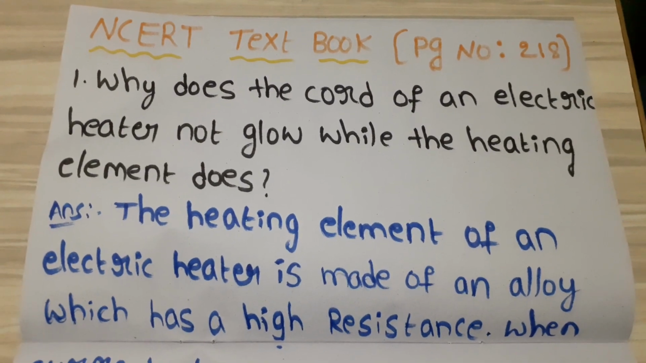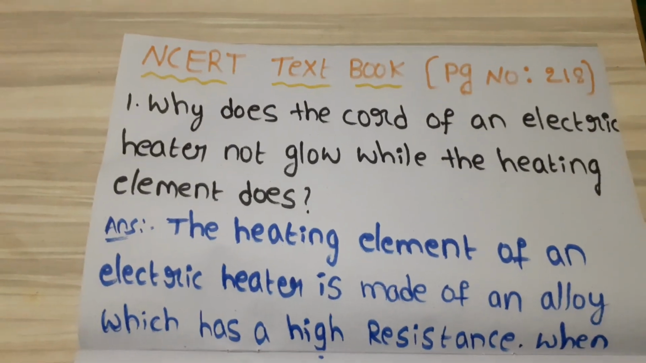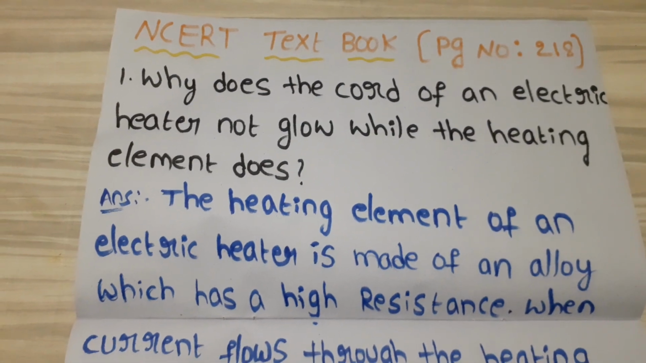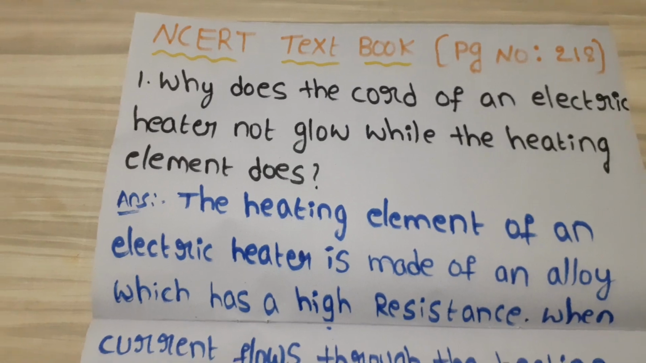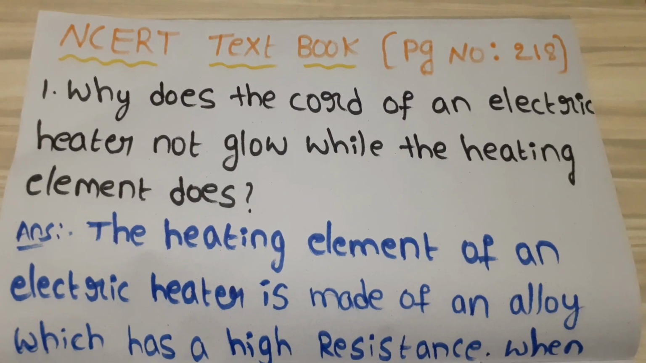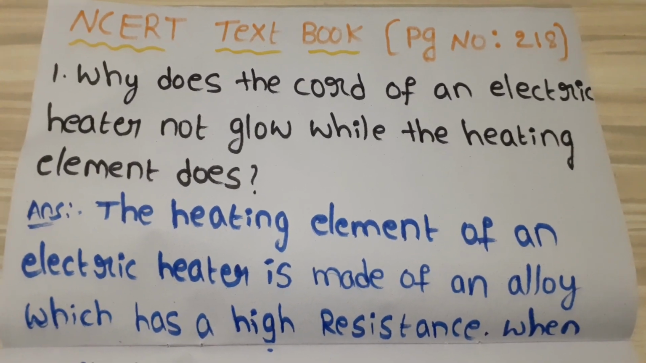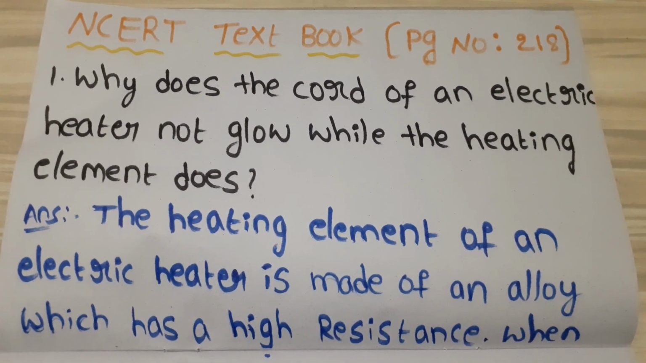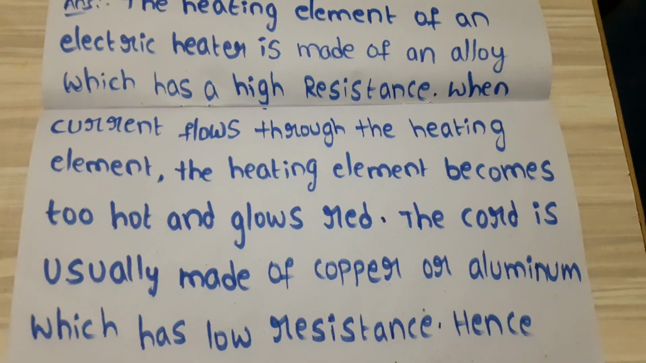Next, students, open the NCERT textbook, page number 218. In that, they are asking: why does the cord of an electric heater not glow while the heating element does? The heating element is heated, but the cord of the electric heater does not glow. Why? What is the reason behind that?